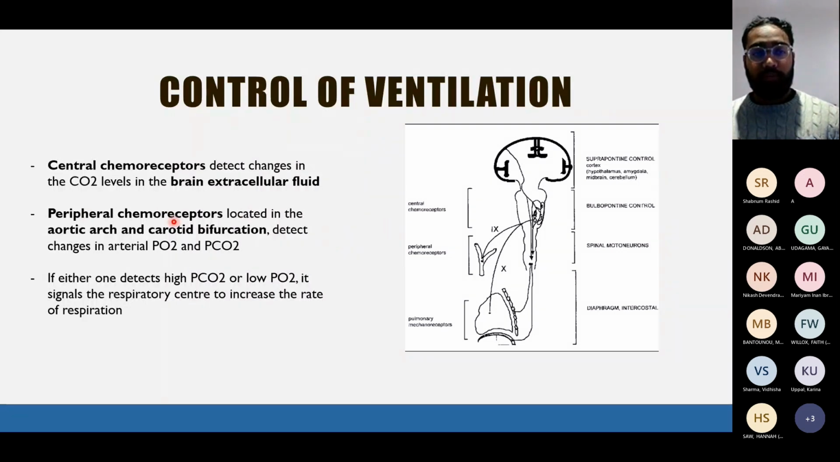And you also have peripheral chemoreceptors, which you find in the aortic arch and the carotid bifurcation. Now, these do the same thing. They look at the carbon dioxide, but they also look at oxygen levels in the arterial blood. If for any reason O2 goes too low or CO2 goes too high, they signal to the brain, and the brain goes, okay, we need to breathe faster, and it sends signals back down that network, and your rate of ventilation increases.